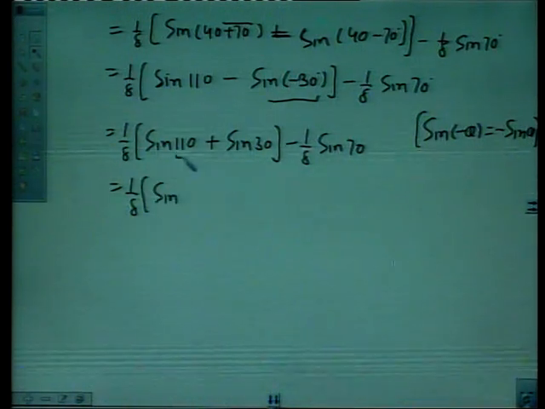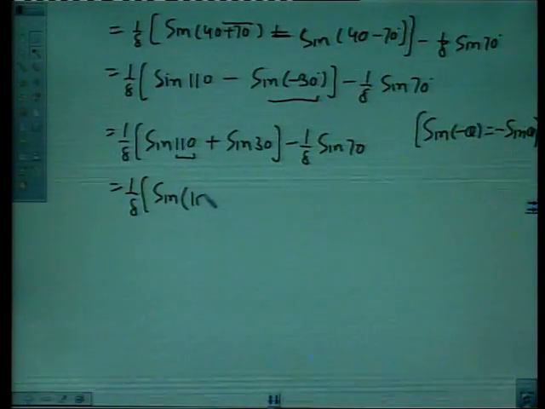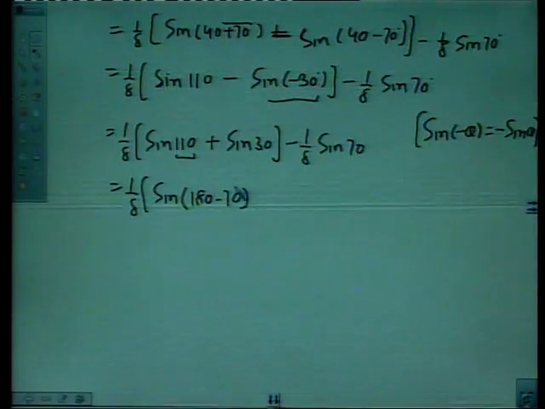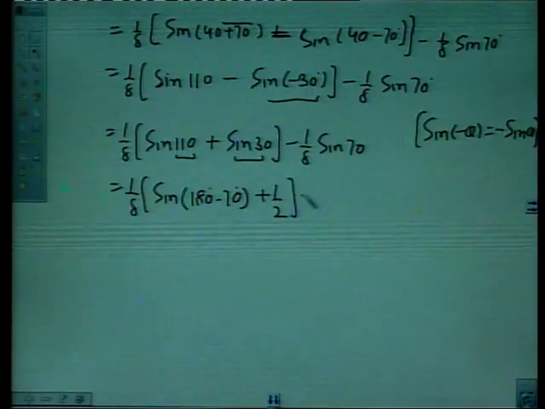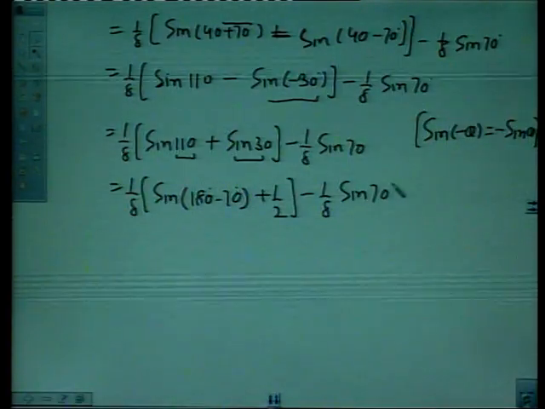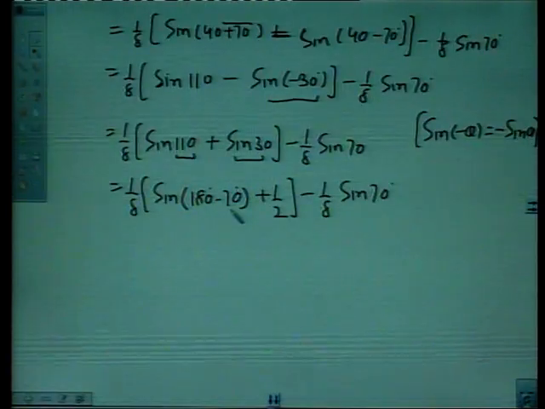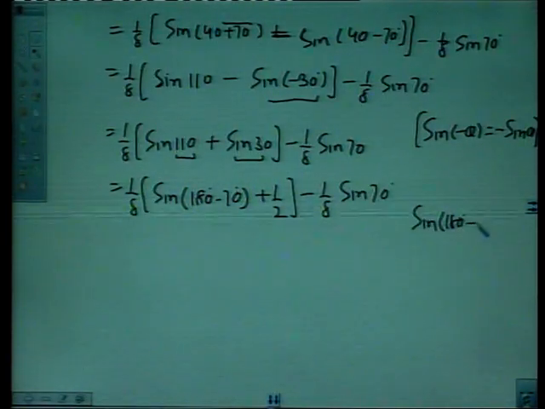So listen, it is 110. We know that 110 can be written as 180 degree minus 70 degree, and what is the value of sine 130? It is 1 by 2 minus 1 by 8 times sine 70 degree. We know that this is sine 180 minus theta. What is the formula for sine 180 degree minus theta?